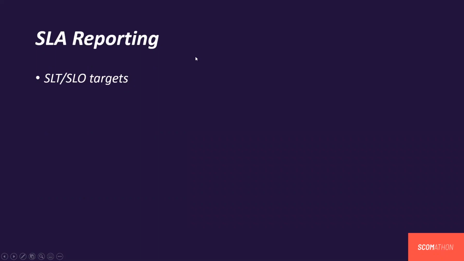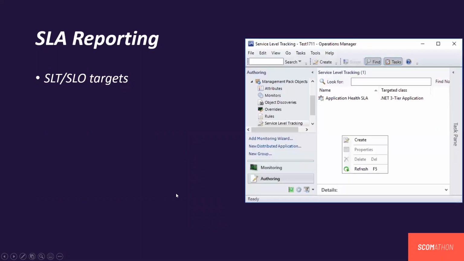The next would be SLA reporting. What you can do within SCOM is you can set SLT or SLO targets, so service level tracking. You can set it from the authoring pane, management pack objects, and then there will be service level tracking. What you can do here is you can set up service level tracking for a distributed application.